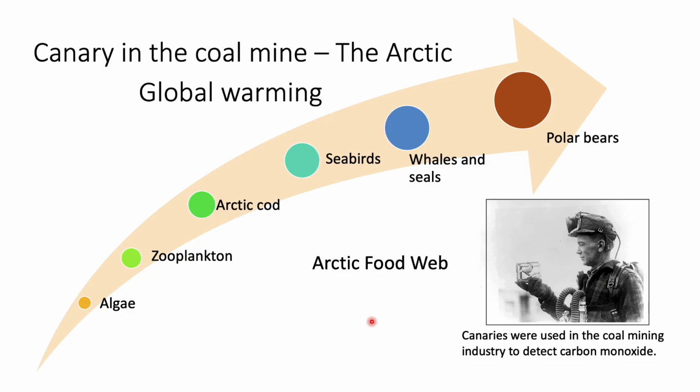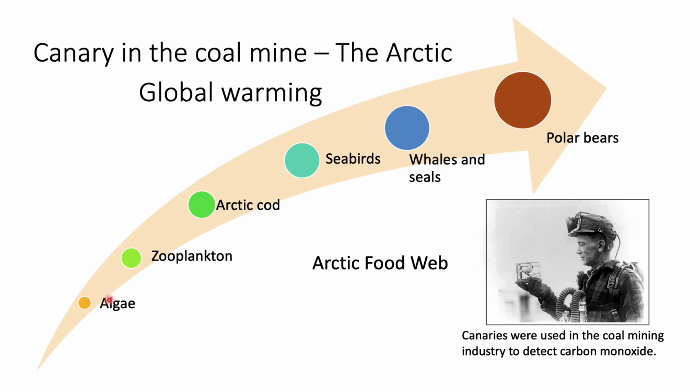Similarly, global warming is going to affect the entire world. How do we know that the Arctic is going to behave like a canary, telling the entire world that the changes happening in the Arctic currently because of global warming are going to affect the rest of the world? So how do we know that? We can actually see the food web. The algae lives in the food web.